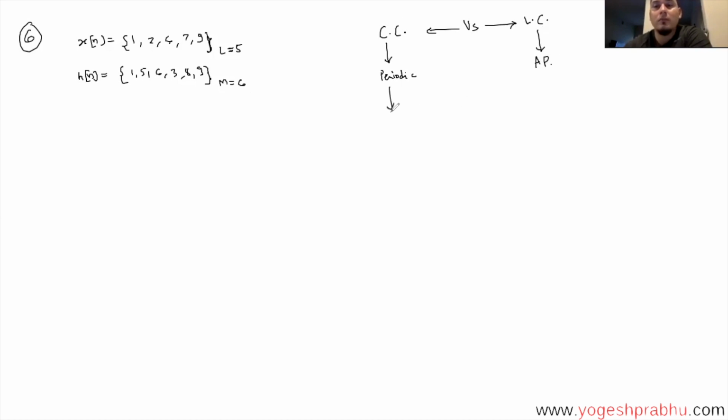Circular convolution by default calls for the discrete Fourier transform, and linear convolution calls for the Z transform. Just remember that. Then here you will do circular shifting, and here you will do linear shifting.